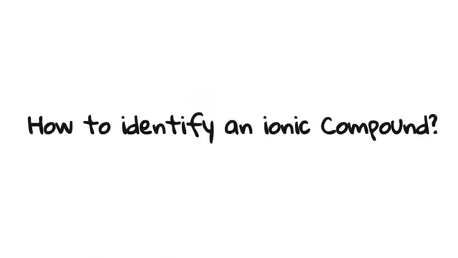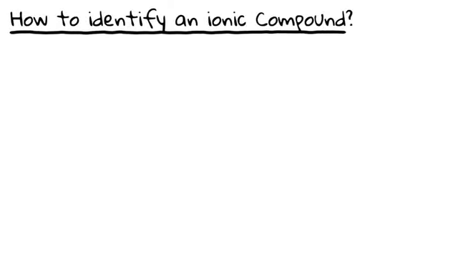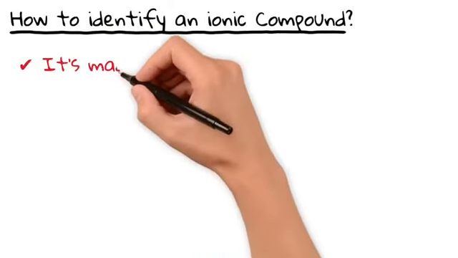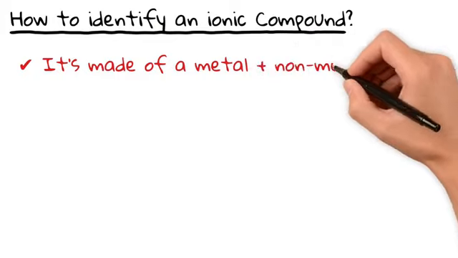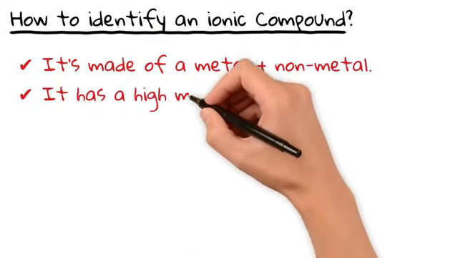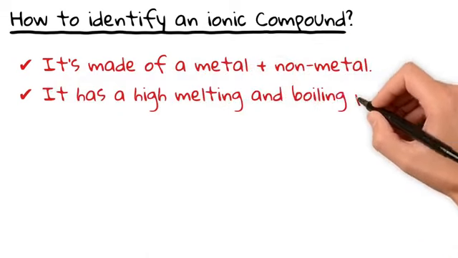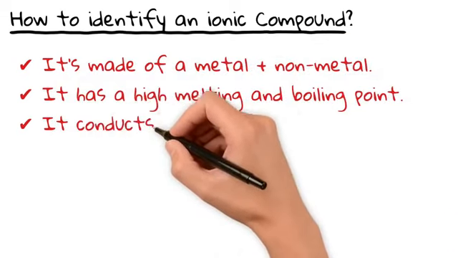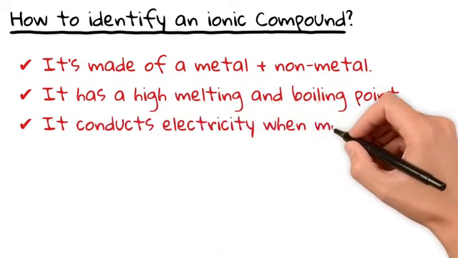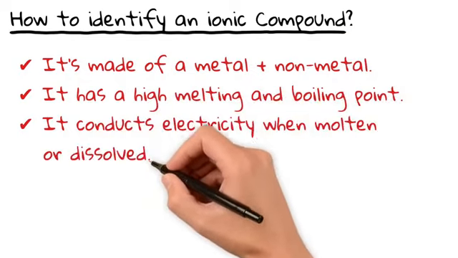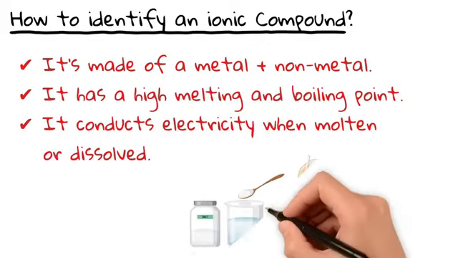So, how can you tell if a compound is ionic? Look for these signs. It's made of a metal and non-metal. It has a high melting and boiling point. It conducts electricity when molten or dissolved. For example, table salt dissolves in water and can conduct electricity.